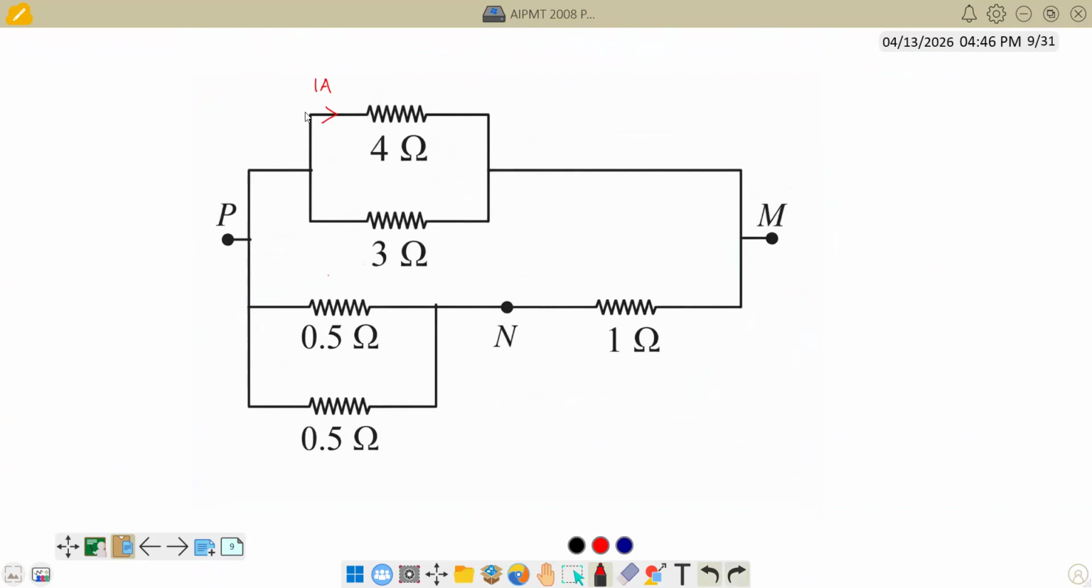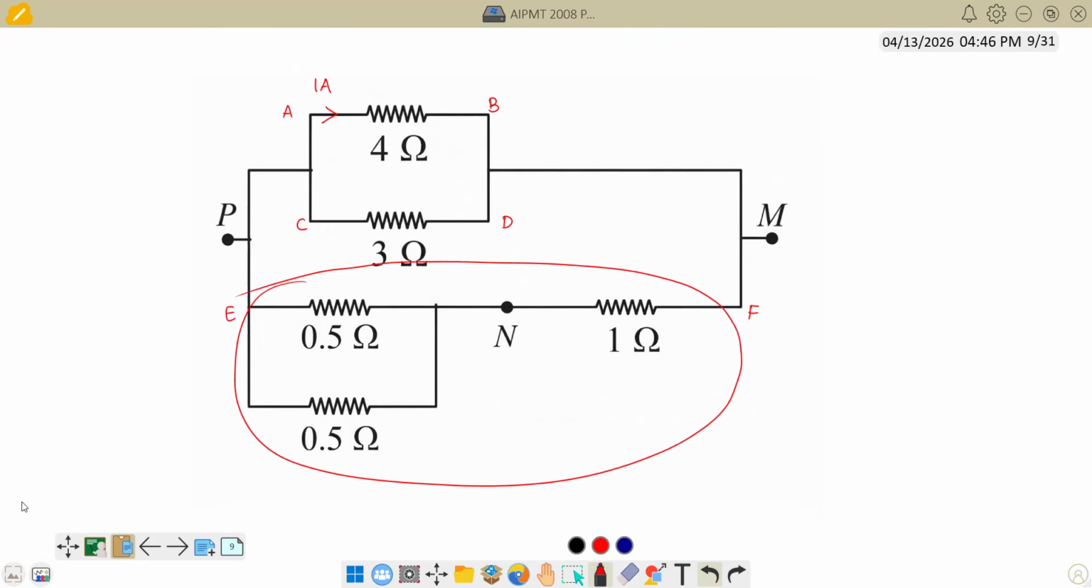Like if I call this A, B, C, D, and E, F. So AB is parallel to CD, CD is parallel to EF. EF means this entire thing comes under EF. That means if all are parallel, I can directly tell that the voltage across AB must be equal to the voltage across CD, must be equal to the voltage across EF.